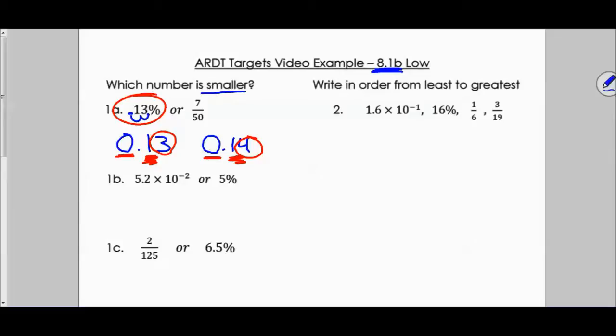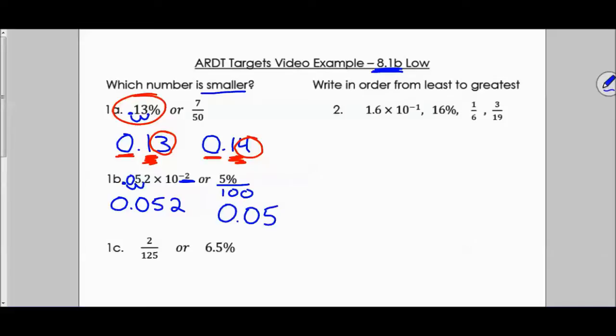On the next one, same thing. Let's change those to decimals. We're going to move the decimal place back 2 places to the left. That's 0.052. You could also, if you forget how to do scientific notation, that's really just a multiplication problem. You can multiply that out in your calculator. 5.2 times 10 to the negative second. It should give you that decimal. Now we're going from a percent to a decimal. We're going to divide that by 100, or move the decimal place 2 places. That's 0.05.